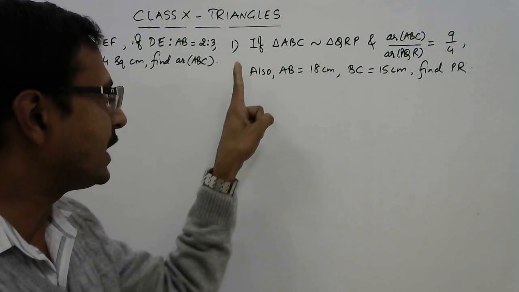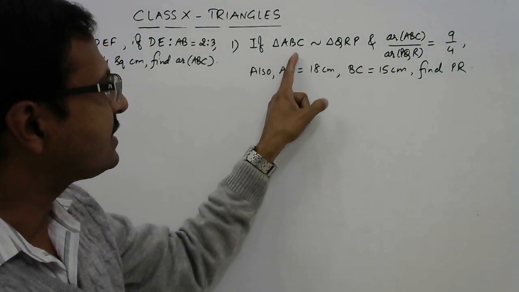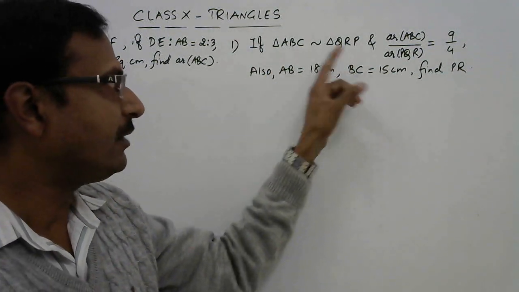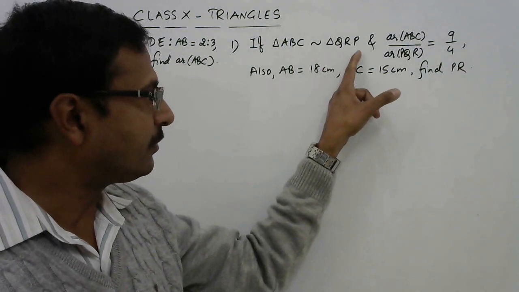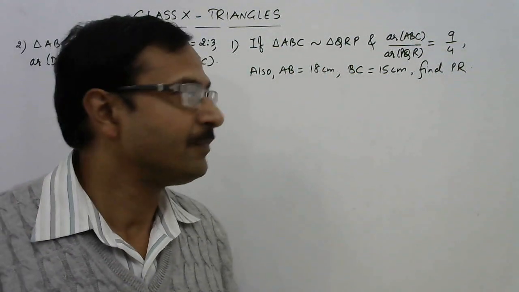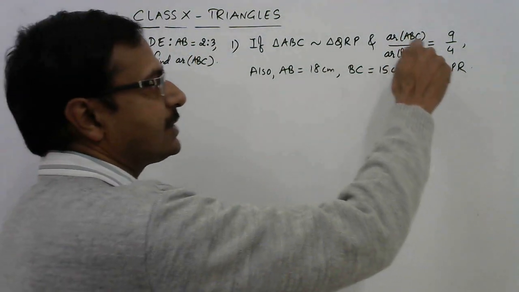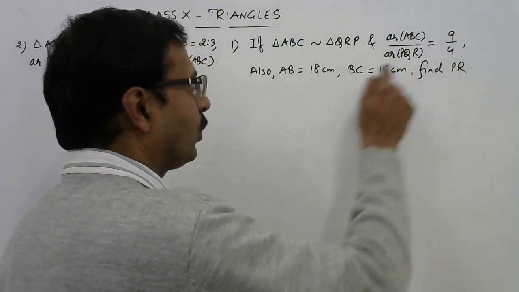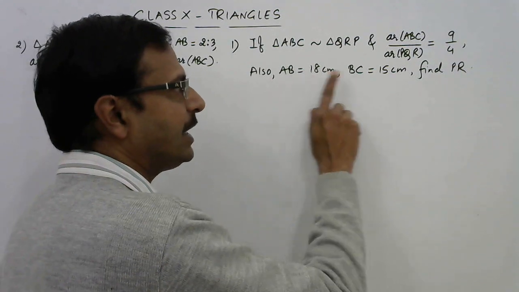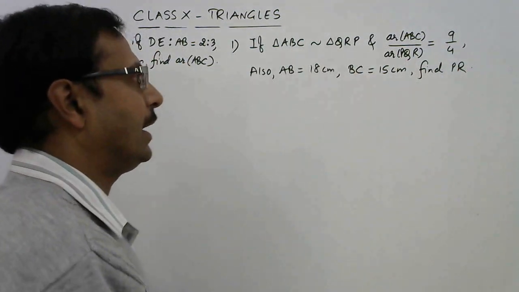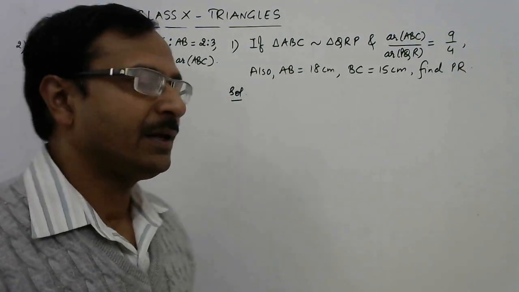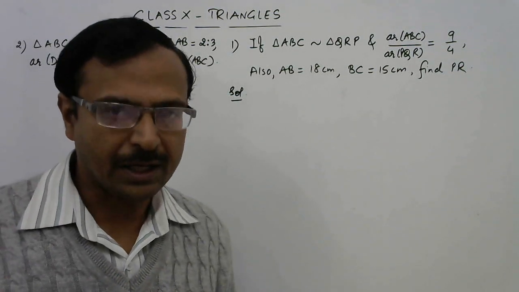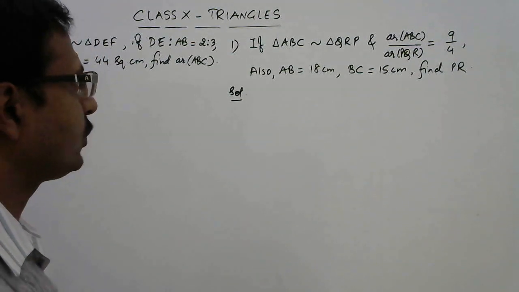The first question goes like this: if triangle ABC is similar to triangle QRP, very important that you realize that the order is very important in this similarity. And area of the two triangles, the ratio is given as 9/4, and two sides are given AB and BC. You have to find PR. A very easy question. If you have understood the theorem, then this question is going to be a cakewalk for you. So let's see how this is solved.